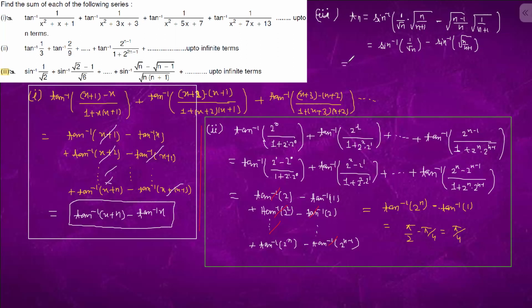Now if you start solving, we'll start solving from n equals to 1. It will be sine inverse 1 minus sine inverse 1 by root 2. Then sine inverse 1 by root 2 minus sine inverse root 2 by 3. So you will find that similarly it will go up to sine inverse 1 by root n minus sine inverse root n by n plus 1. So what are getting cancelled? This is getting cancelled. Only this term and this term is left.